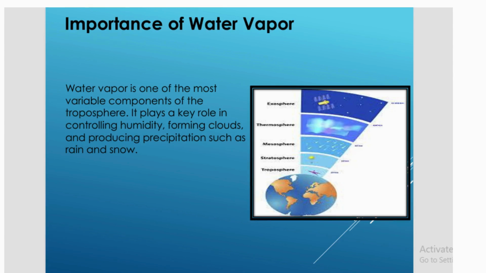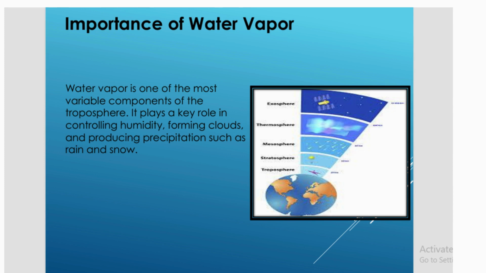So what is the importance of water vapor? Water vapor is one of the most variable components of the troposphere. It plays a key role in controlling humidity, forming clouds, and producing precipitation such as rain and snow.